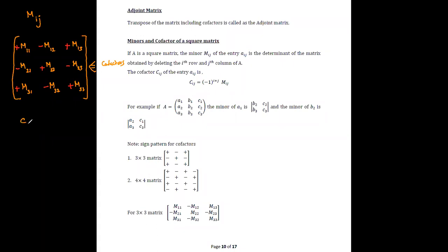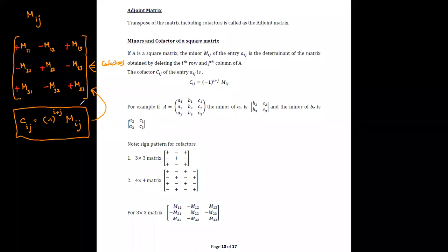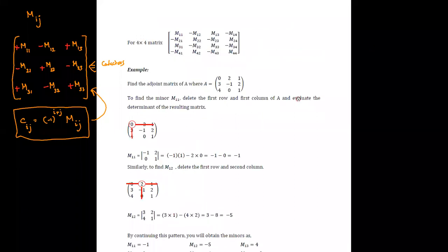Therefore, even if you use the equation Cij equals minus 1 to the power i plus j times Mij, you get the same result as this. Therefore, this is how we can obtain the cofactors by combining the minors with the sign pattern. For a 4 by 4 matrix it is also given, but I am not going to discuss it in this session. Then I will directly move to discussing an example.